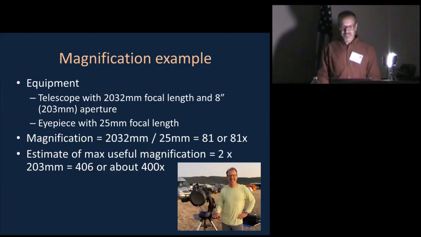So here's an example. Again, just a little bit of math for that same telescope that I was talking about. If I took a standard 25 millimeter eyepiece, and that's a very common eyepiece, and I divided that into the focal length of that telescope, I would get 81x. The limit that you're going to see with the telescope that's useful is about that 400x as well when you do 2 times that aperture.